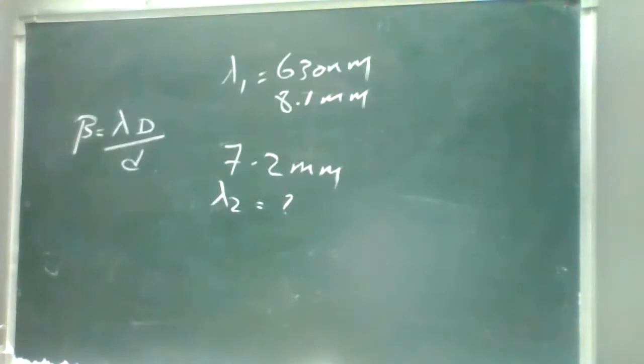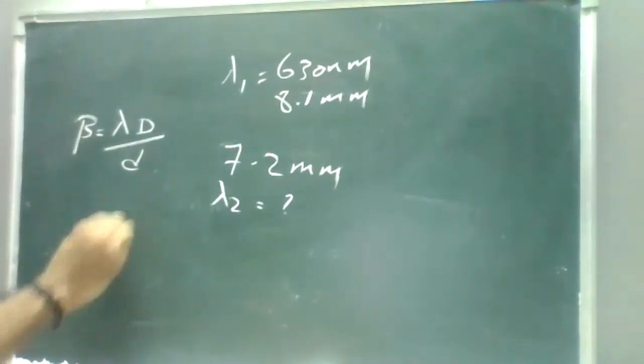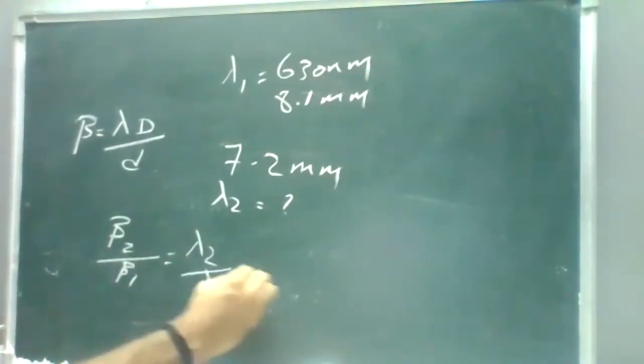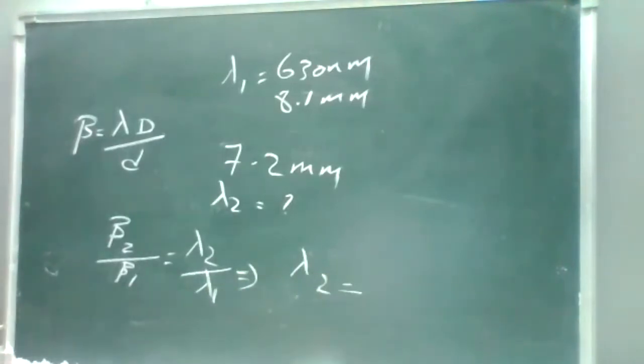So when you're taking a ratio, small d and capital D will be constant. The slit separation and the distance between the slits and the screen both will be constant. So it is beta 2 by beta 1 is equal to lambda 2 by lambda 1. From this relation, try to find lambda 2.